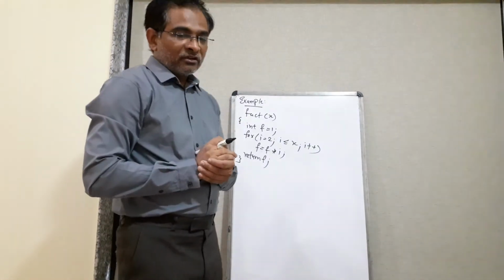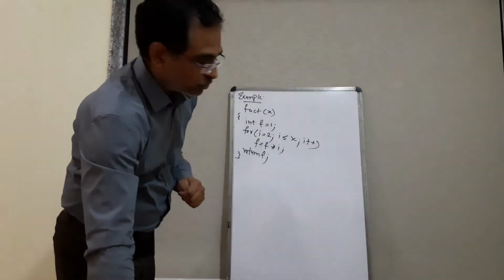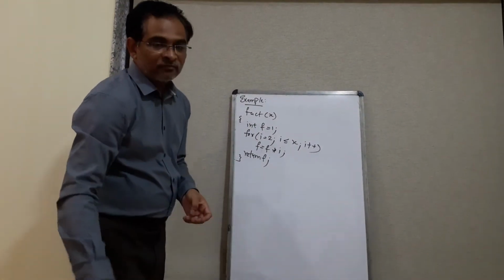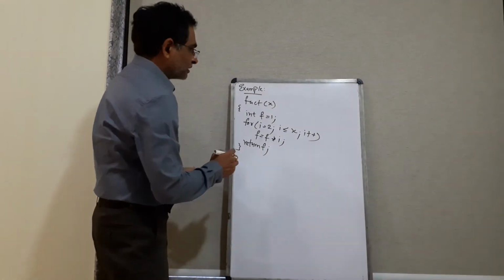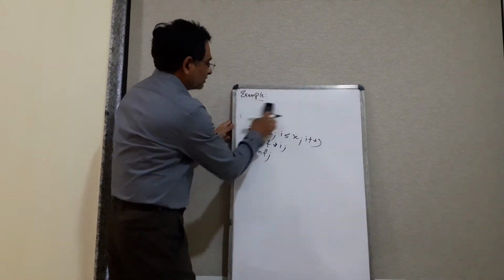So this is the example of a factorial. Now what will be the intermediate code for this? Once this is done, we need to generate the intermediate code. What is the equivalent intermediate code for this? So the intermediate code for this would be, let me write this out.